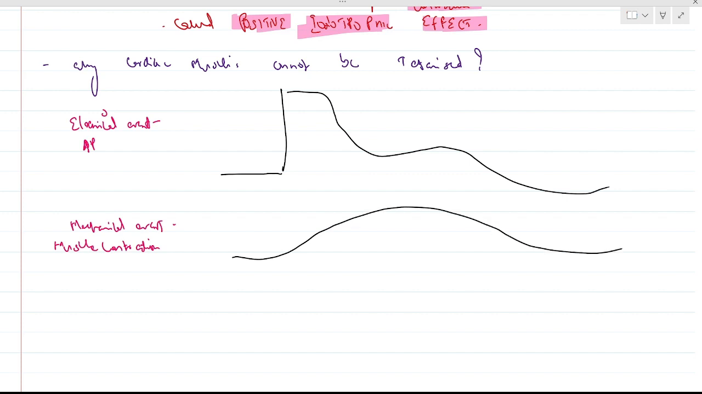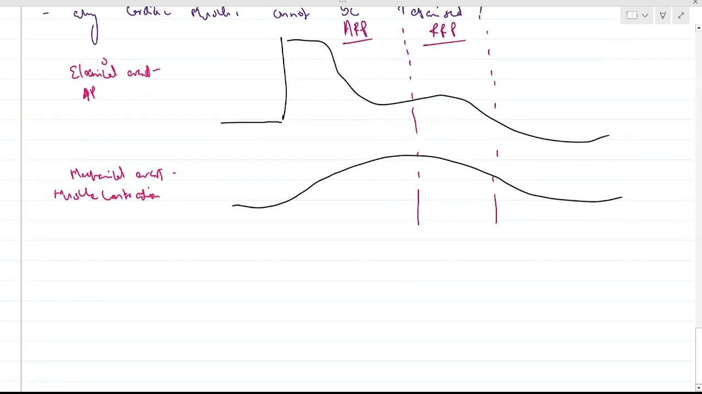So now we have two refractory periods: one is our absolute refractory period and the other is our relative refractory period. Now this is our absolute refractory period. This is our relative refractory period. Okay, very important understanding. See what happens in the cardiac muscles.